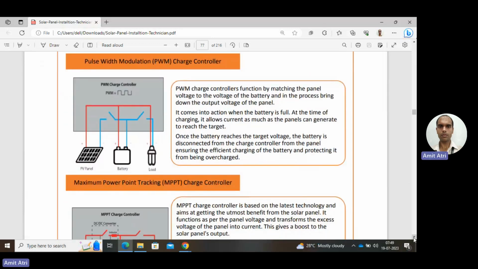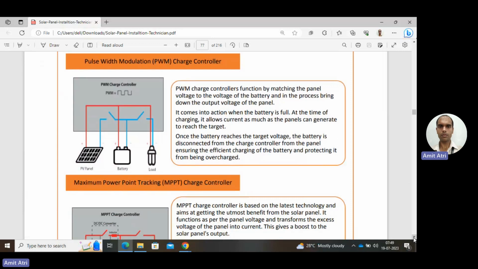Pulse width modulation charge controller. PWM charge controllers function by matching the panel voltage to the voltage of the battery, and in the process bring down the output voltage of the panel. The pulse width modulation matches the voltage of the battery and the panel. Then it comes into action when the battery is fully charged. Now overcharging should not happen.